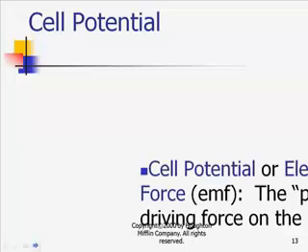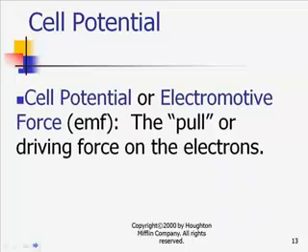Cell potential. Okay, cell potential is a measure of the driving force on the electrons when we connect two half cells together. This potential is based on the difference in affinity for electrons of the two half cells. In other words, one of the cells is going to have a stronger pull on the electrons than the other one does. And so the magnitude of that difference is a measure of the potential energy that is available from that combination of half cells.